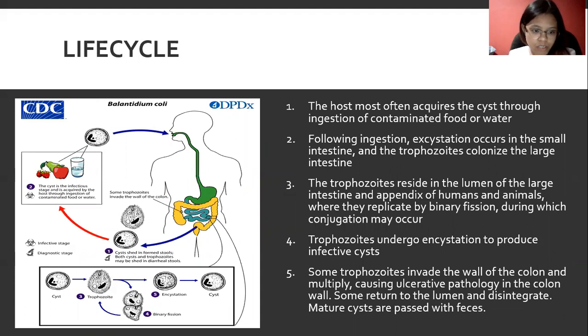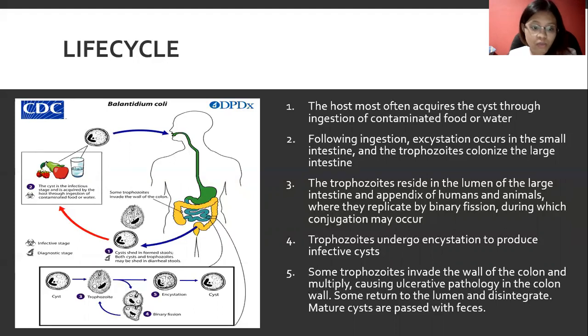So, follow po natin from the host most often acquires disease through the ingestion of contaminated food or water. So, ito pong Balantidium coli, usually po nakukuha siya kapag nakainom tayo or nakakain po tayo ng contaminated food or water. So, following ingestion, excystation occurs in the small intestine and the trophozoites colonize the large intestine.